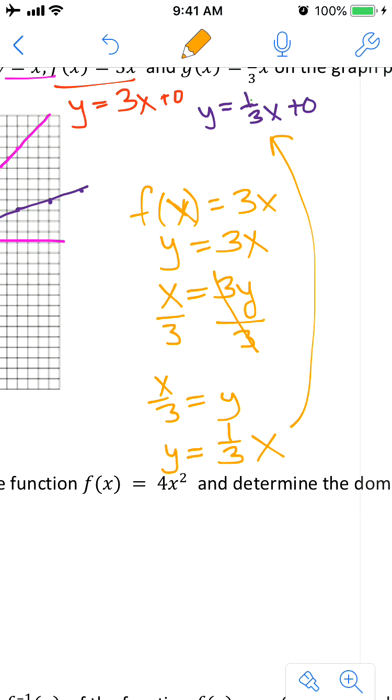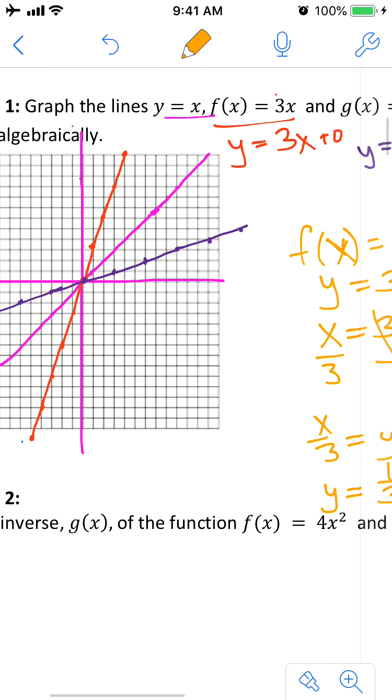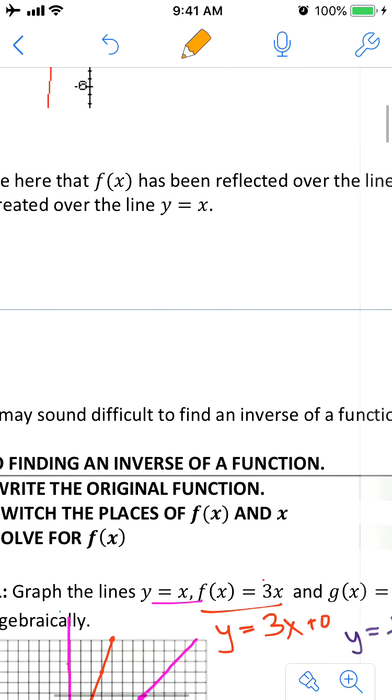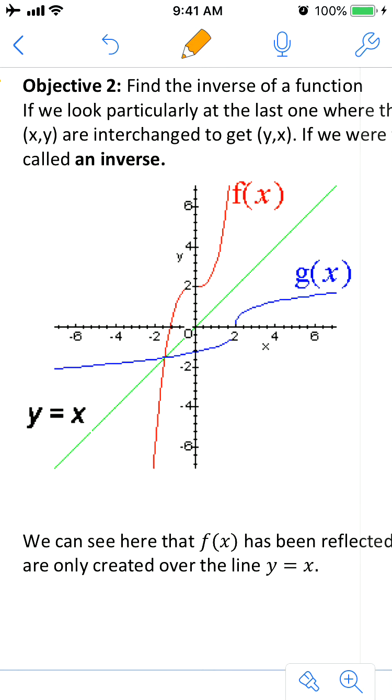The linears will always be inverses of each other, right? Because you can't flip a straight line over a line and all of a sudden end up with a curve, right? It's going to stay a straight line. So linears will always be inverses of each other. That's super simple. However, if we look back here at our more curvy example, f of x is a cubic, right? When you flip it over, it's not really a cubic anymore.